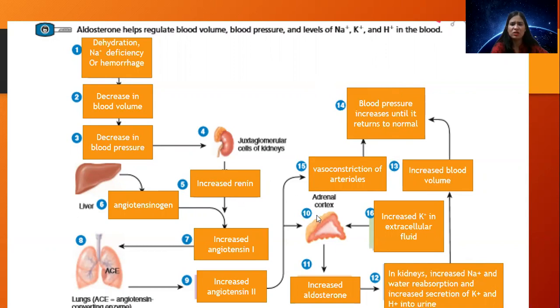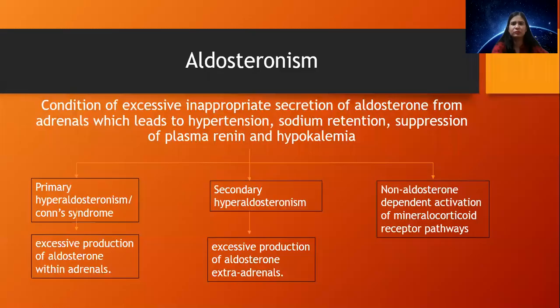But any cause which will increase the aldosterone inappropriately without these external causes will lead to a patient presenting with hypertension, right? Aldosteronism. The definition is a condition of excessive or inappropriate secretion of aldosterone from zona glomerulosa of adrenal gland, which leads to hypertension due to sodium retention and suppression of plasma renin and hypokalemia, right?